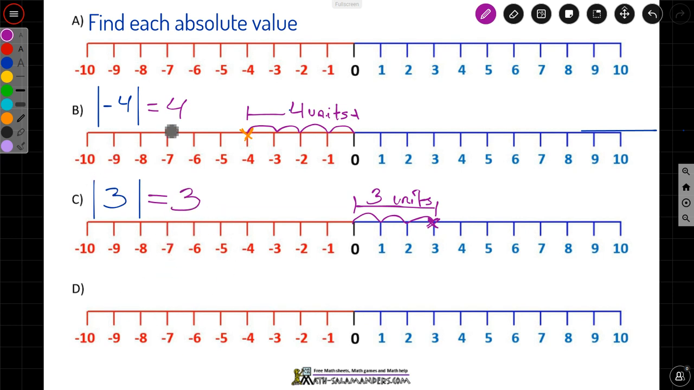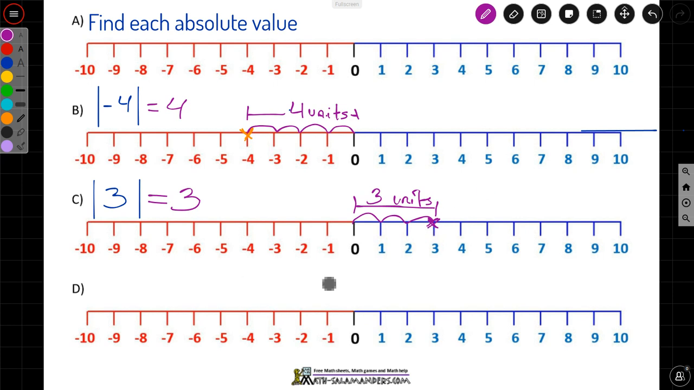Absolute value, you might notice here, is always positive, and that's because it's a measure of distance. How far away from 0 is this number? -4 is 4 steps from 0. It doesn't matter if I'm taking those steps backwards to get to -4. They're still steps, and I can't count negative steps. Similarly, 3 is 3 steps away from 0. It takes me 3 steps to get from 0 to 3. Therefore, the absolute value of 3 is 3.